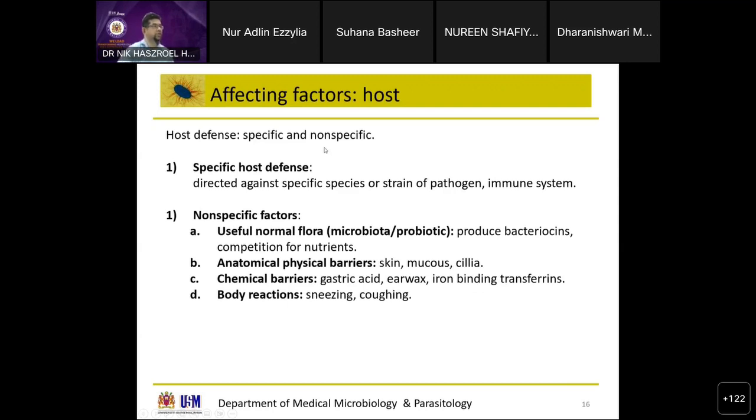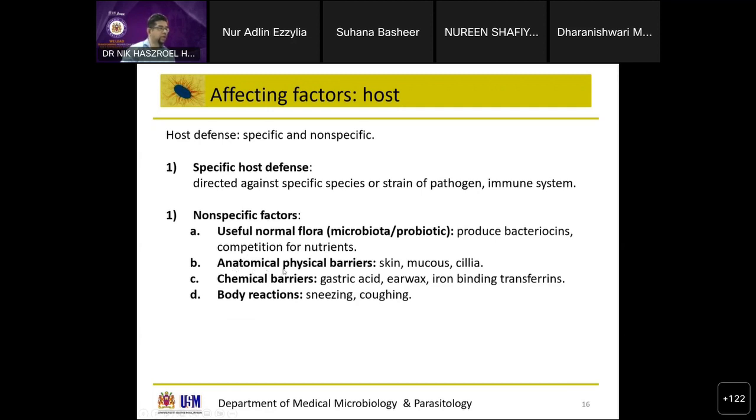So what are the factors which affect the host? There are specific factors and non-specific factors. Specific factors are directed against specific species or strains of pathogen, or the immune system. And there are non-specific factors, like the normal flora, which produce bacteriocins and compete for nutrients. So these factors affect the host. Whether the host has normal flora in their system, or the situation is that the normal flora has been killed, maybe by broad-spectrum antibiotics.